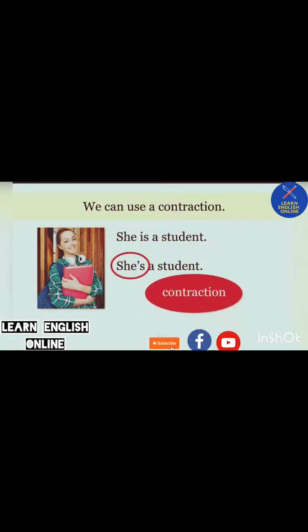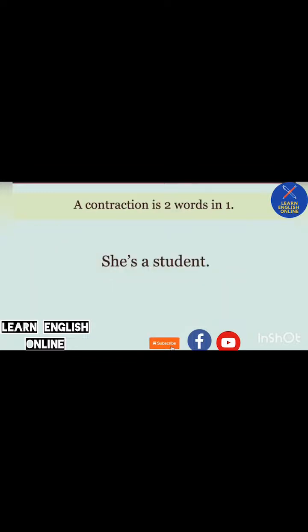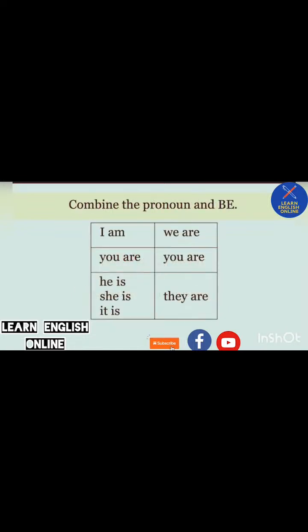This is called a contraction. A contraction is 2 words in one. This mark here is an apostrophe, and we use it in contractions. Combine the pronoun and be to make a contraction.